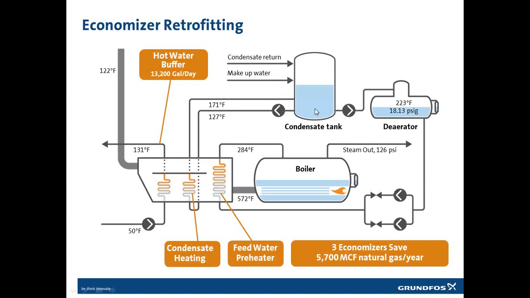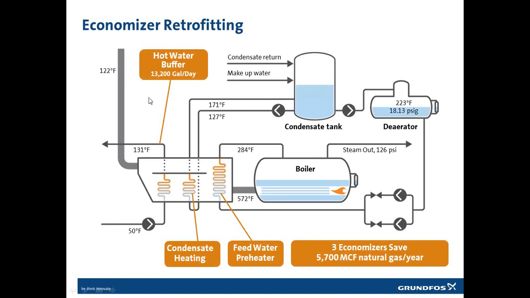Then I have some condensate heating. I don't get much condensate return, so I have to have a lot of makeup water added all the time, and that is normally cold water, and I need to heat that before I will let it enter the deaerator. So I need a pump to circulate that, raising it from 127 degrees Fahrenheit to 171.